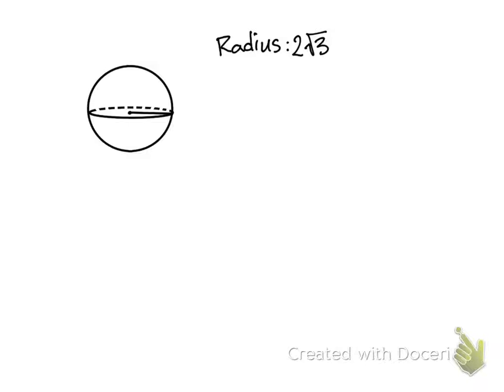So this is what a sphere is, right? It's round. It has a center, which is in the direct center of the sphere, and a radius. So this radius is 2 square root of 3. We want to find the surface area, and we want to find the volume. So our surface area formula, remember, is 4 times pi times radius squared.